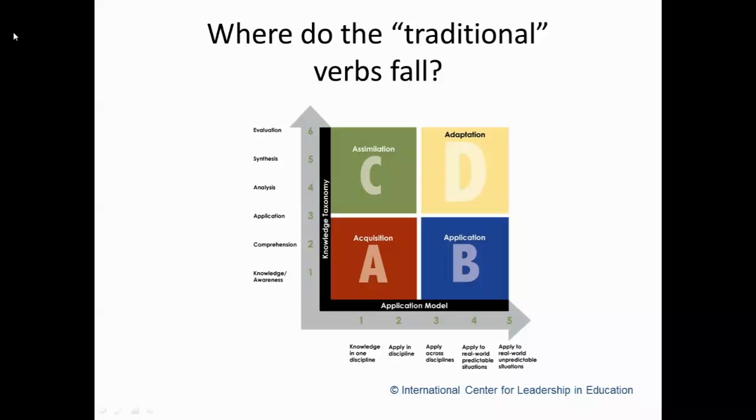They're not up there if you think about memorize and add and those kinds of things. You won't see those up there in those quadrants. C's and D's, you're going to be down here more in this acquisition quadrant here, in quadrant A.